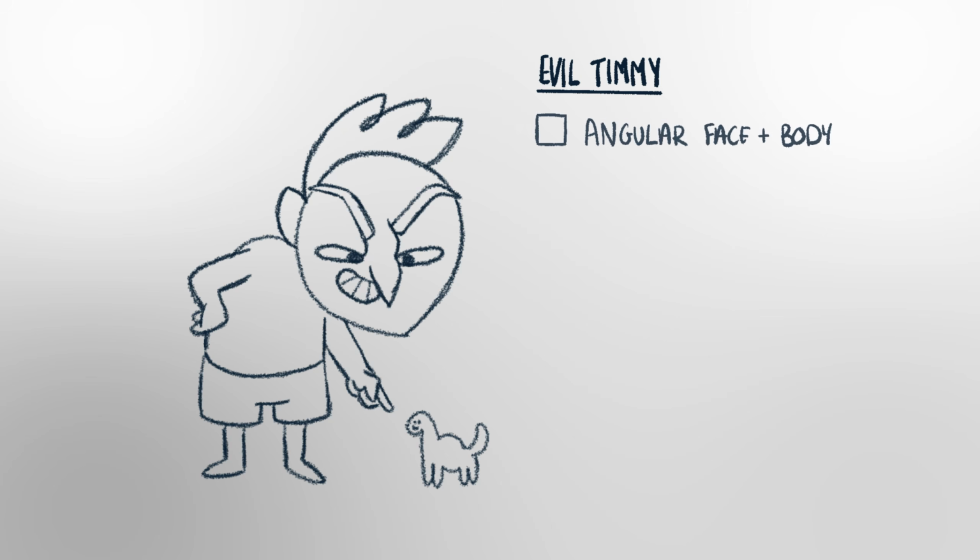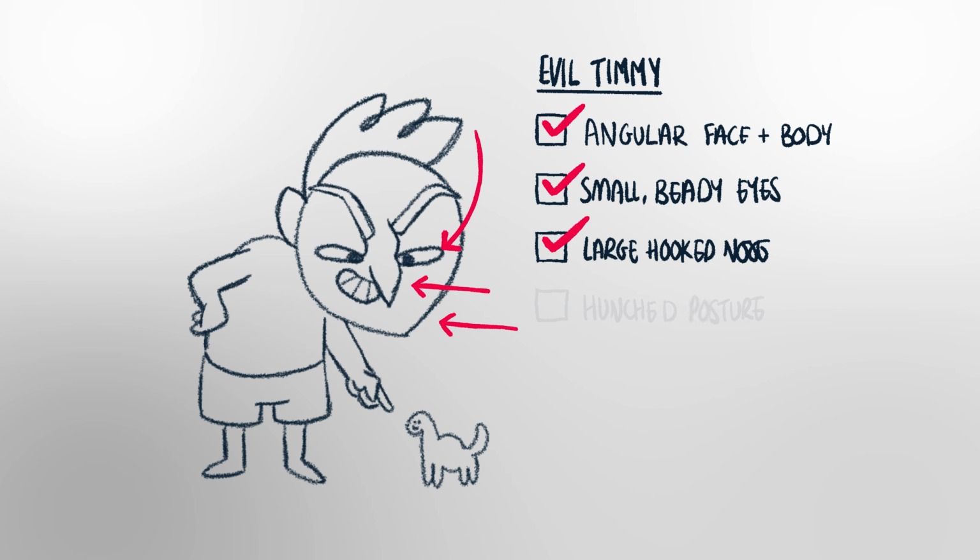Certain shapes evoke certain emotions within our audience. If I make Timmy have an angular face and body, small beady eyes, a large hooked nose, and a hunched posture, well, he doesn't look innocent or approachable, and certainly not friendly. This is because sharp, angular shapes are aggressive and cruel, perfect for a villainous character, but not so much for someone who's meant to be approachable.